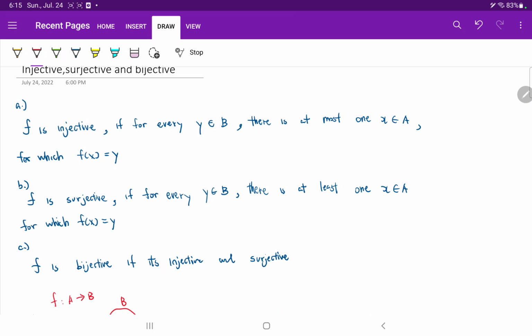And in my next video, I'm going to show some examples to algebraically prove that some functions are injective or bijective, right? Or surjective, sorry. But yeah, so that's it for the introduction on this.